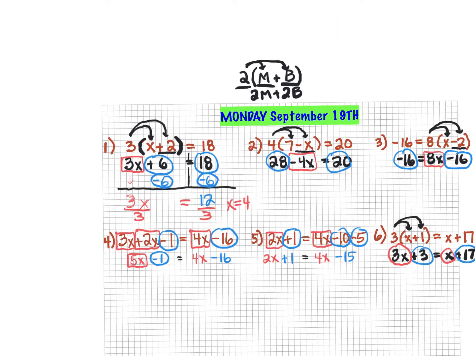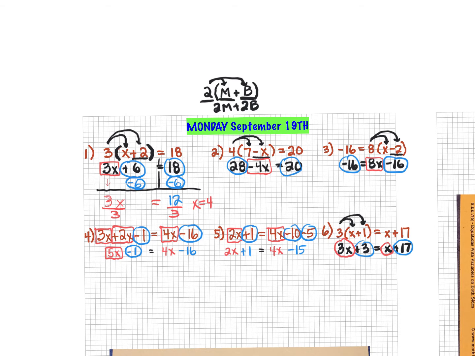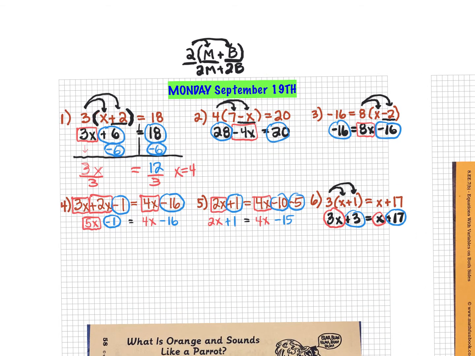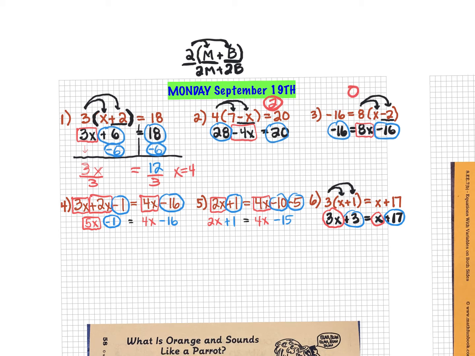All right, hopefully you can do these. I need to see your work on all of these. I'll give you the answers here really quick. The answer for this one is going to be 2. The answer for this one is going to be 0. I want to see if you can do that one.